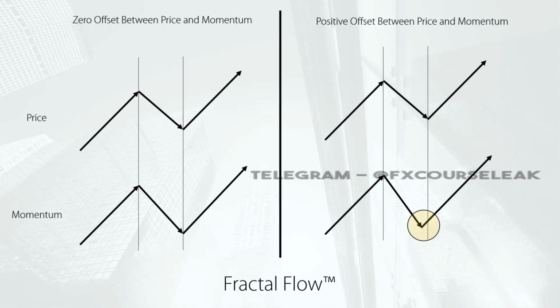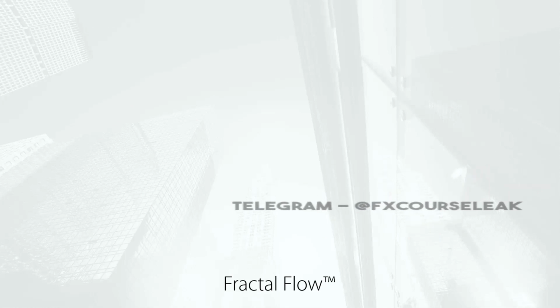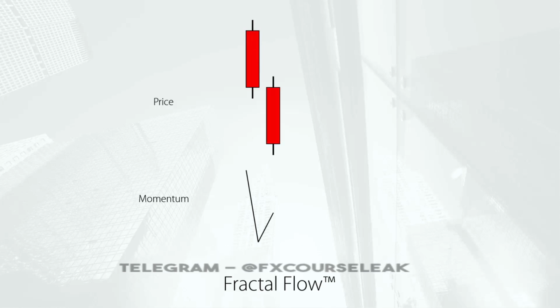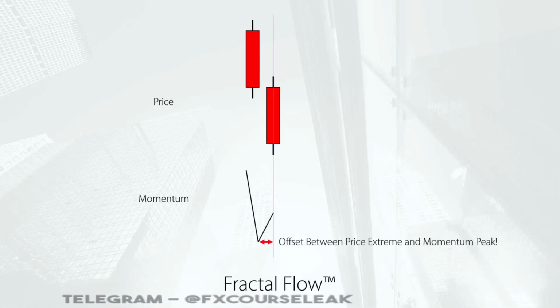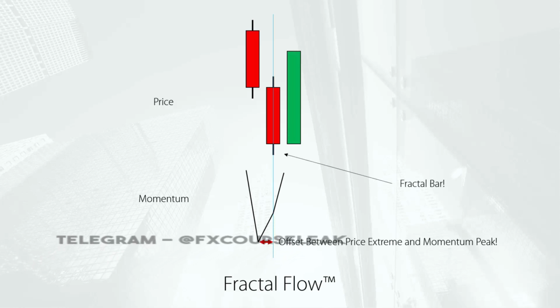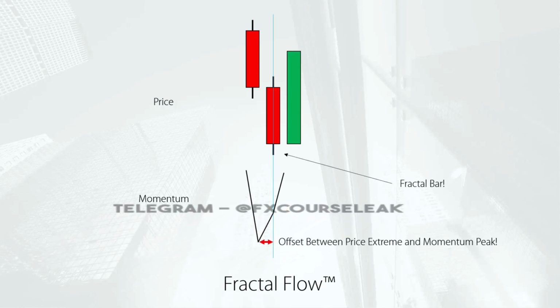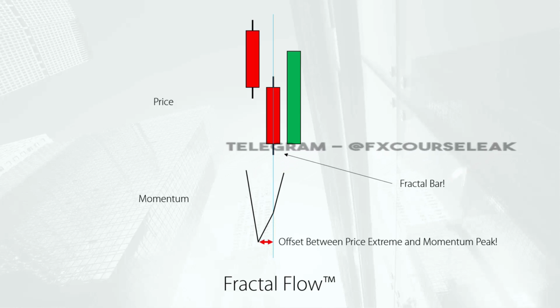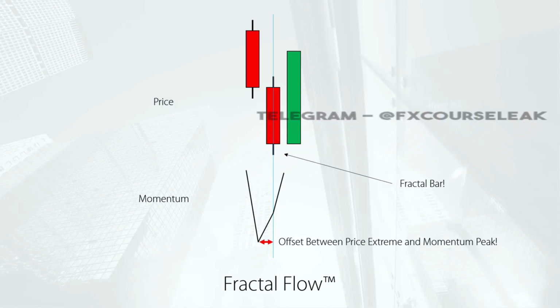We call the bar in which this momentum offset happens the fractal bar. This bar doesn't need to have a specific relationship between its body and tails necessarily. It's more about the momentum offset observed. However, as we are going to see in future lectures, if a fractal bar has some attributes that agree with the context of a hypothetical trade, it's an even more powerful technique to have in the arsenal.